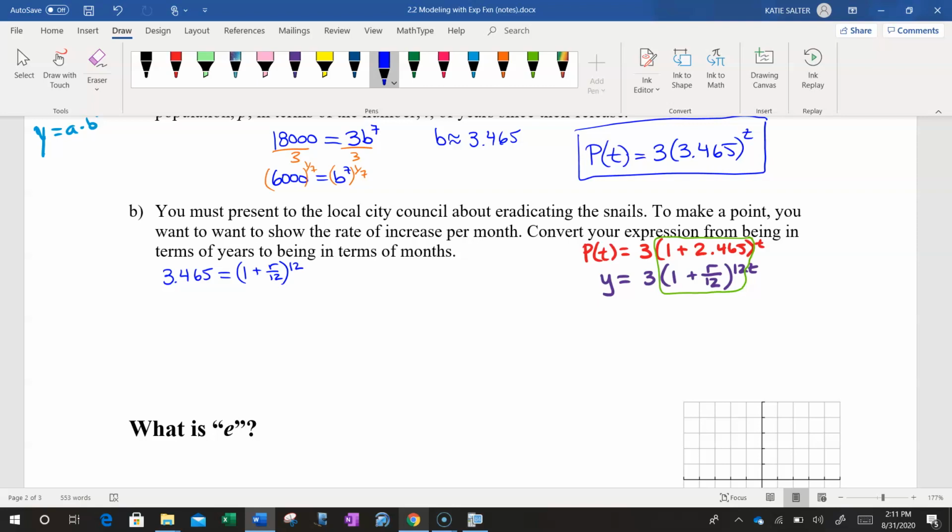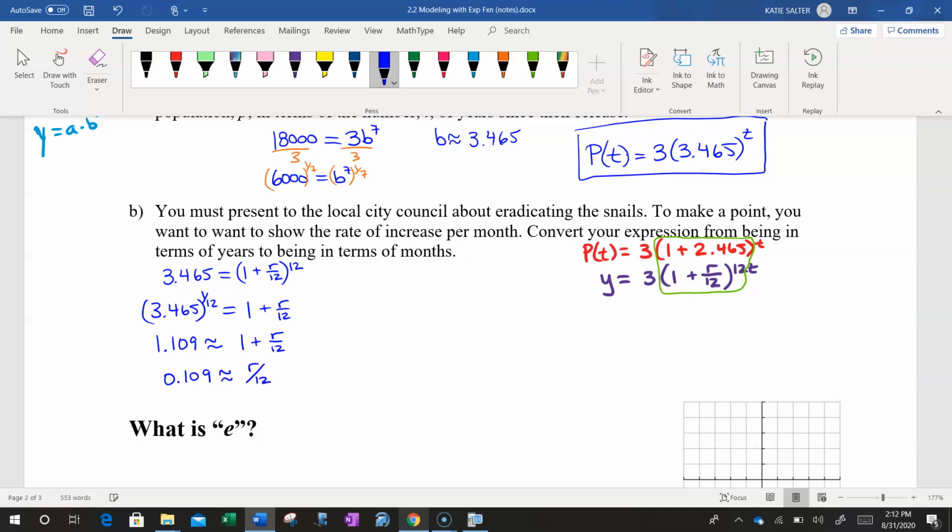So just like we did above, if we want to get rid of raised to the 12th power, we need to undo it by raising each side to the 1/12. So in your calculator, you're going to type in 3.465 raised to the 1/12th power. And then we know that's equal to 1 plus r over 12. So if you pop that in your calculator, it's not very pretty, just leave it in there, but it comes out to be about 1.109. And that's approximately 1 plus r over 12. We would then subtract 1 from each side, and we get 0.109 is approximately r over 12.